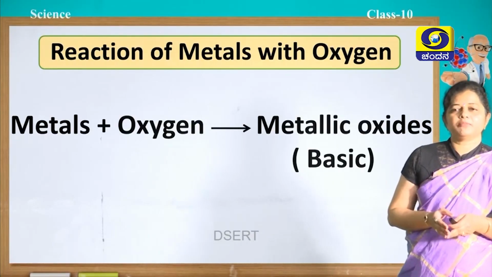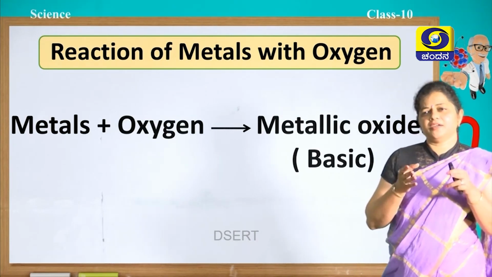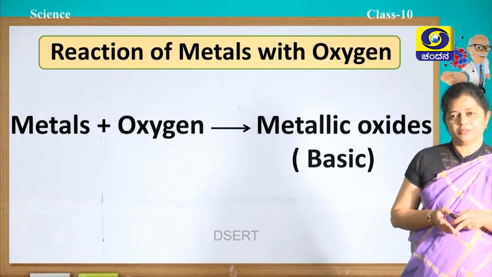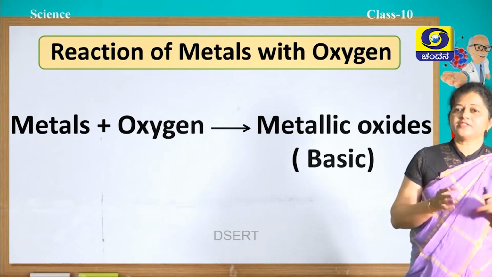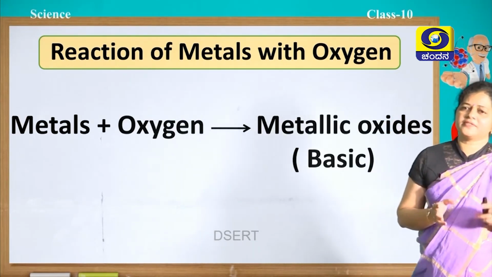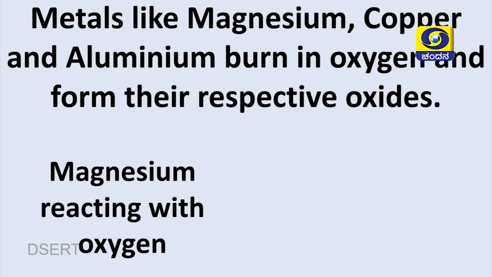Now, since we learnt about the physical properties of metals and non-metals, let us study a few chemical properties of metals and non-metals. This is one chemical property: metals reacting with oxygen. How do metals react with oxygen? All metals, when they react with oxygen, form metallic oxides. Metallic oxides obtained by reaction of metals with oxygen are basic in nature. Metals like magnesium, copper and aluminium burn in oxygen and form their respective oxides.